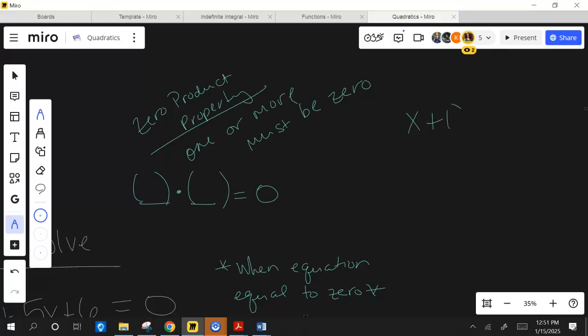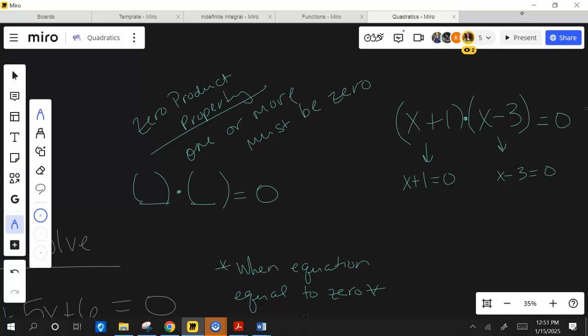So if I have x plus 1 times x minus 3, this is times right here. So if this equals 0, then to solve it, I would say, okay, well, x plus 1 equals 0, or x minus 3 equals 0. And then I solve each one individually. You remember it?